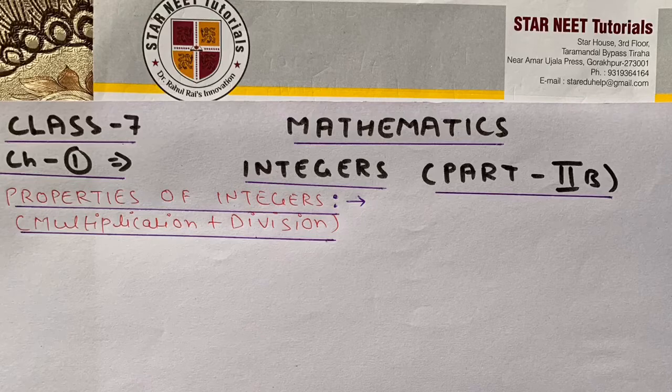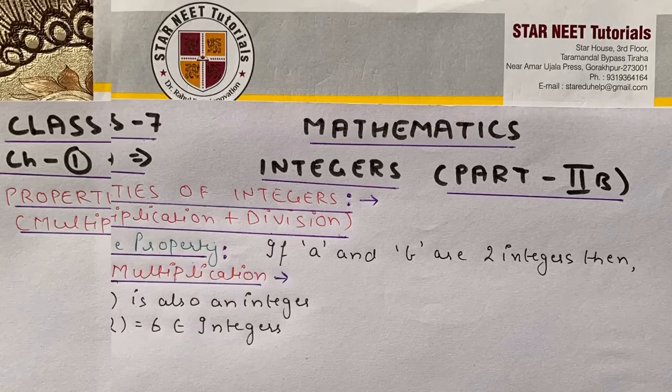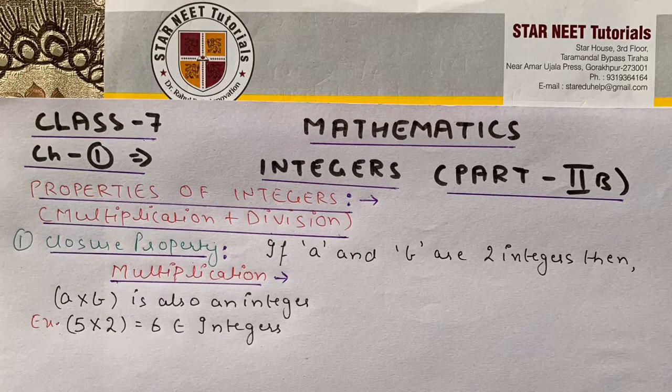So directly coming to our first property, closure property. If a and b are two integers, then for multiplication, a into b will also be an integer. You can see an example, 5 into 2 is equal to 10, and 10 is an integer. So integers are closed under multiplication. That means closure property holds true for multiplication.